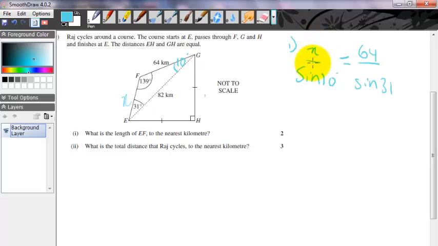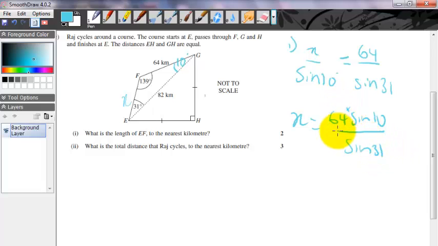Now, I want to make X the subject. I need to get rid of this division of sine 10. How do I get rid of that? You divide. But it's been divided already. Oh, then you multiply. So X is equal to 64 sine 10 degrees over sine of its angle. That's multiplied already. There's a times right there.